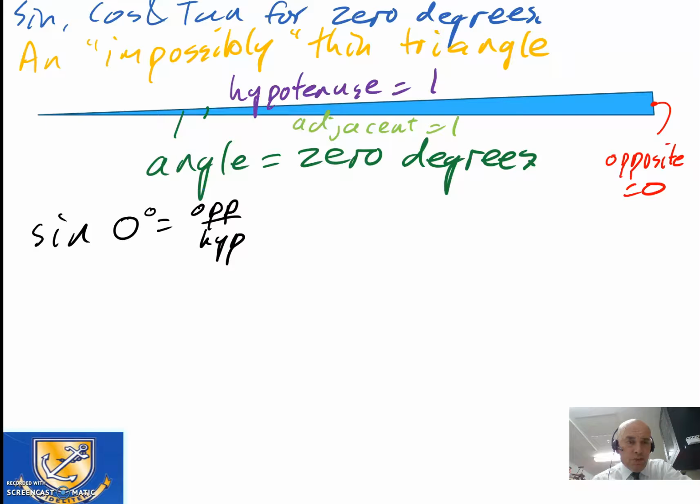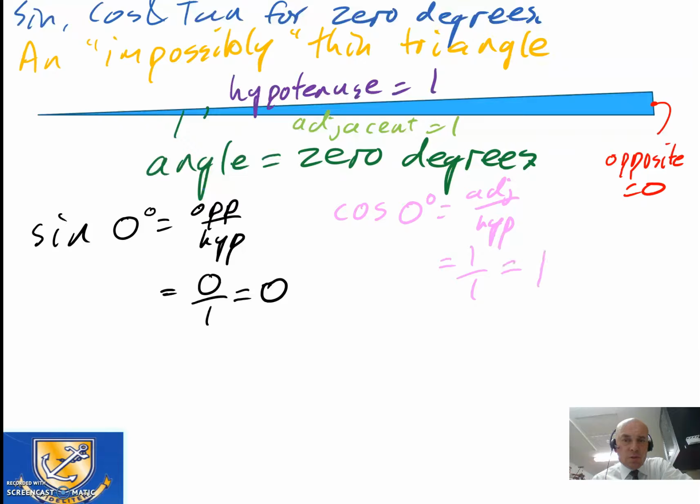First of all, start off with sine. Sine of an angle is the opposite over the hypotenuse, and that's going to be the opposite is 0 over the hypotenuse is 1, which is equal to 0, and that's quite nice. So the sine of 0 is 0. Next one is cos. Cos of an angle is the adjacent over the hypotenuse. Well, in this case, they're both 1, so it's 1 over 1, which is 1. So the cos of 0 is 1.